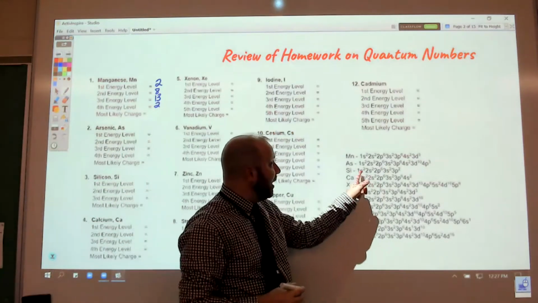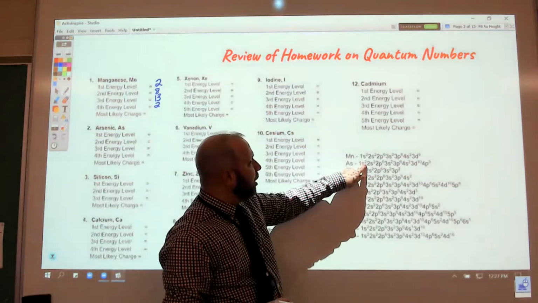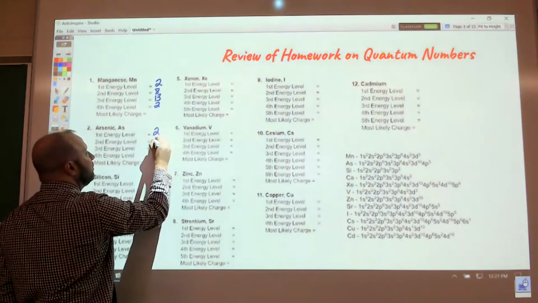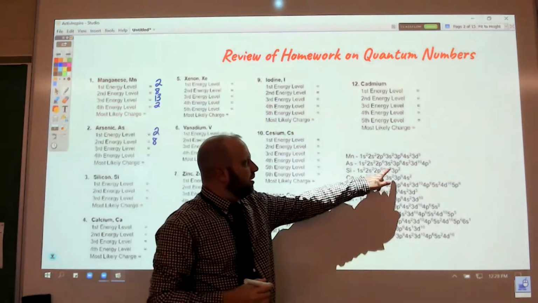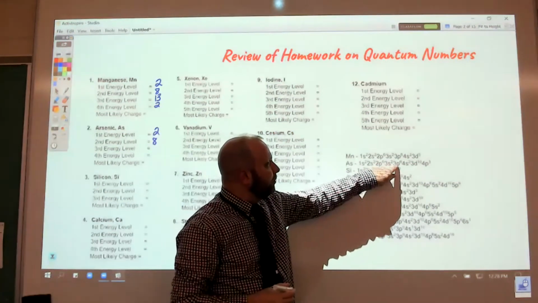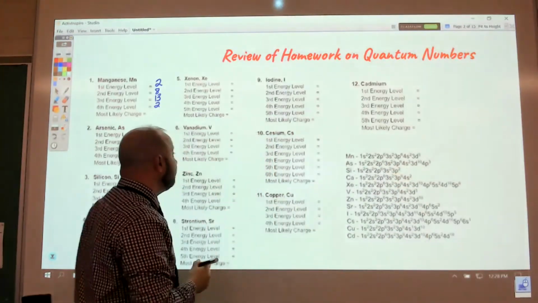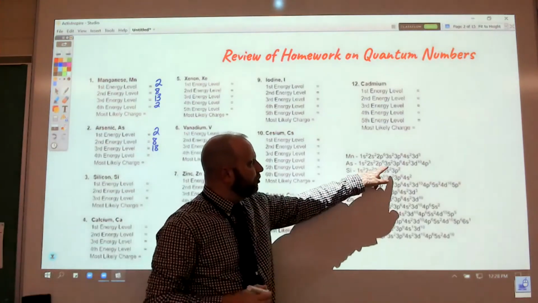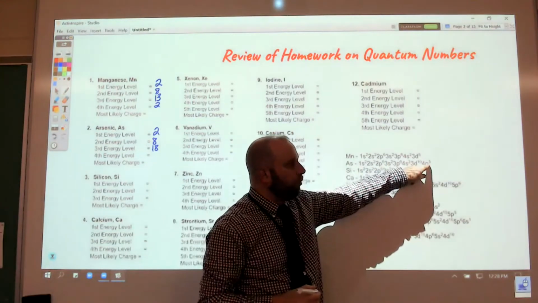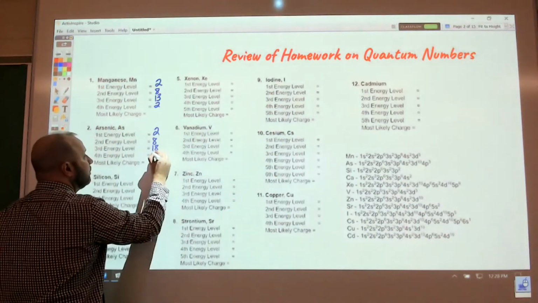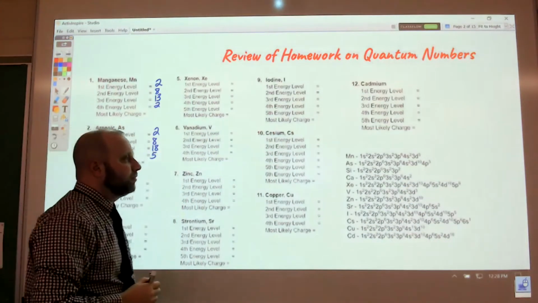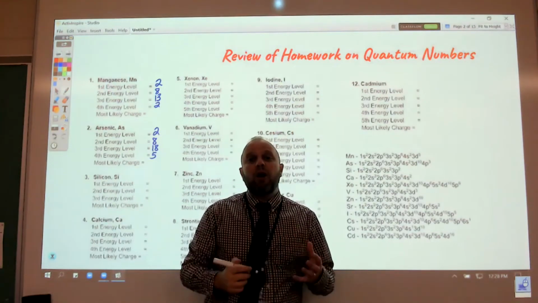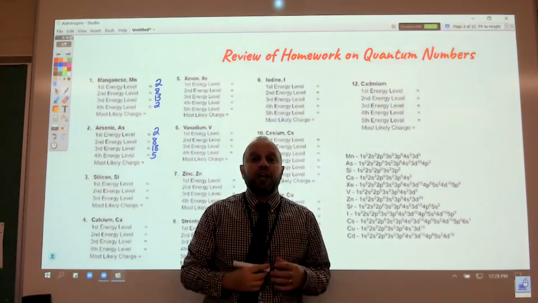When I look at my second example, arsenic, I have 2 electrons in the first, I have 8 electrons in the second. In the third energy level, I have 2 plus 6 plus 10, or 18 electrons. In the fourth energy level, I have 2 here plus another 3, so a total of 5. I'm going to finish off all of these, and then I'll leave this open so that you can check your work.